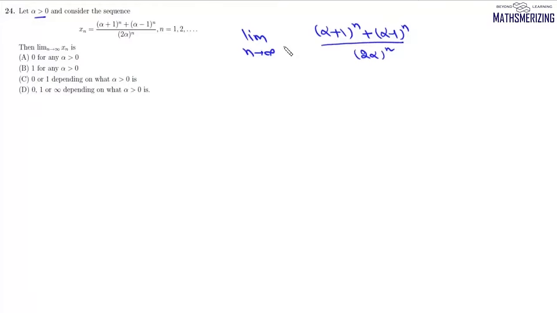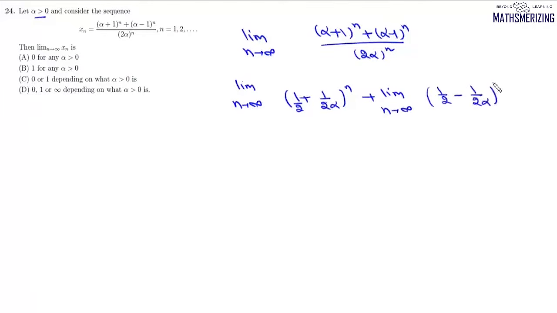Now what we'll do is, we'll consider this limit in 2 parts. We'll write the limit, and if we take the first part, it will be limit n tends to infinite of (1 by 2 plus 1 by 2 alpha) to the power n, plus limit n tends to infinite of (1 by 2 minus 1 by 2 alpha) to the power n. Now we consider this first limit, which is limit n tends to infinite (1 by 2 plus 1 by 2 alpha) to the power n.